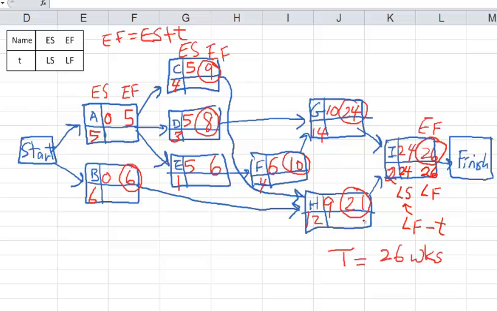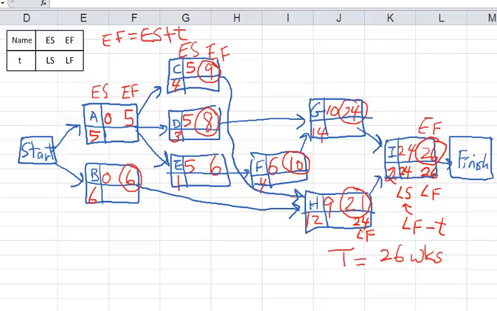Okay, now let's go to H. Remember, we're going backwards. Here, for LF of H, we look at the outgoing arcs. I is a successor of H. So we look at the LS of the successor to determine the LF of the activity. We're asking, when do you have to be done with H? Well, we want to make sure that I can be started by 24 weeks. Since H is a predecessor, I better be done with H by 24 weeks. So that's 24. Basically, you look at the outgoing arc and then copy down the corresponding LS to get the LF of your activity.